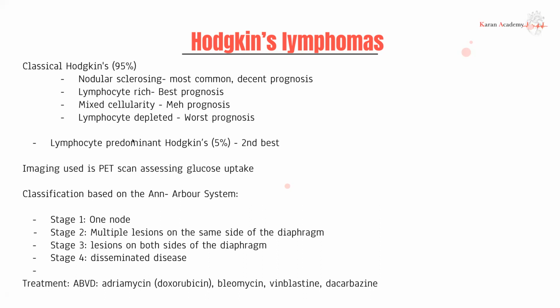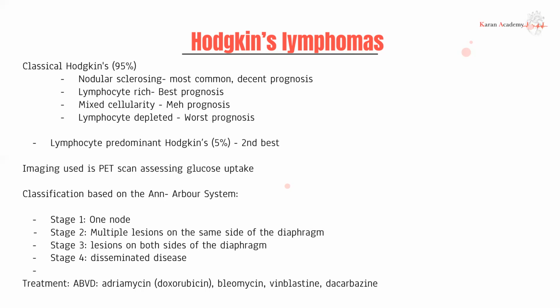We use a PET scan, and that is really good at picking up these lymphomas, because these lymphomas have very high metabolic demands, and you can actually radioisotopically tag glucose, and then you can see which parts or which lymph nodes are taking up high levels of glucose, and that will be pathological. You then classify these lymphomas based on the Ann Arbor system of classification. So stage 1 is if you have a single node. Stage 2, multiple lesions on the same side of the diaphragm. Stage 3, lesions on both sides. And then stage 4 is disseminated disease.